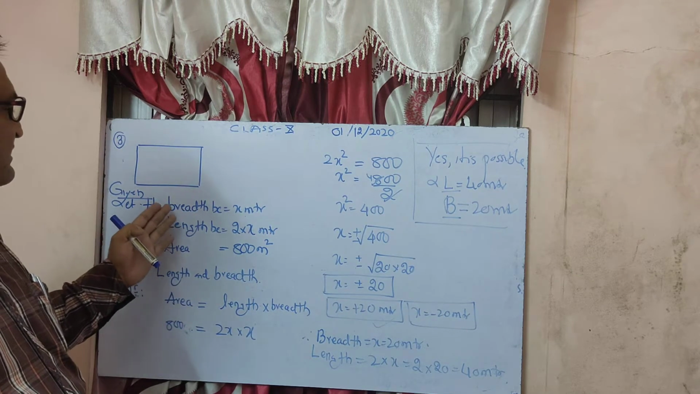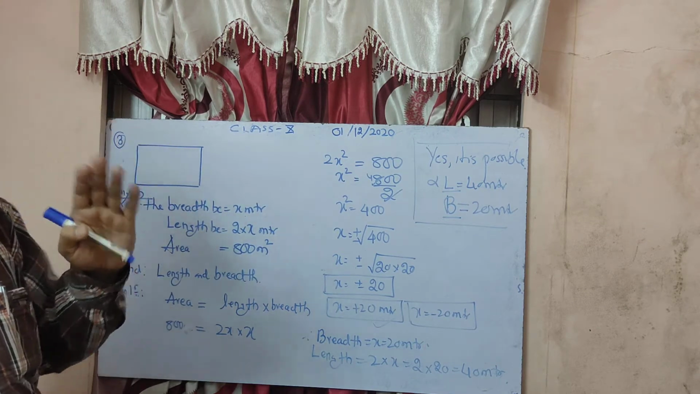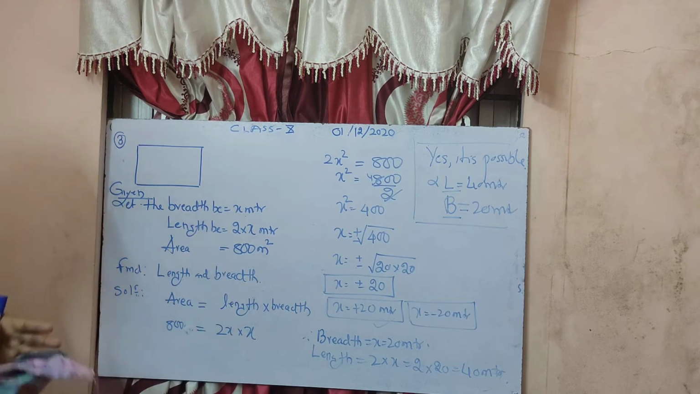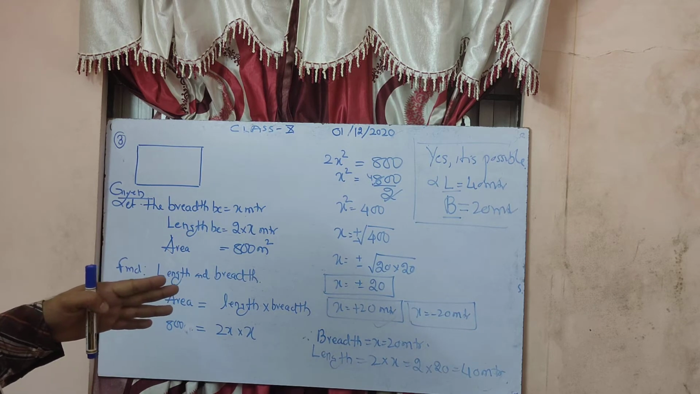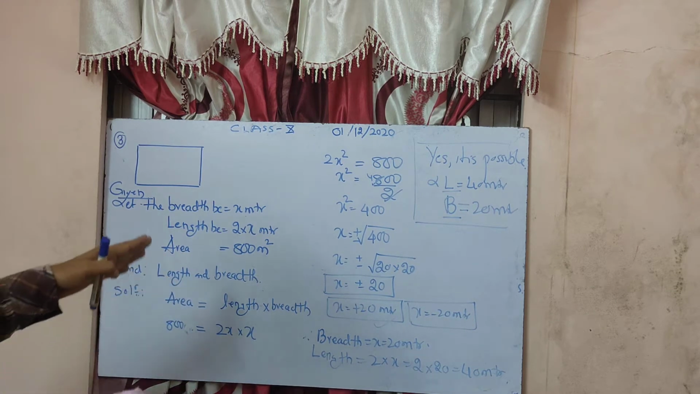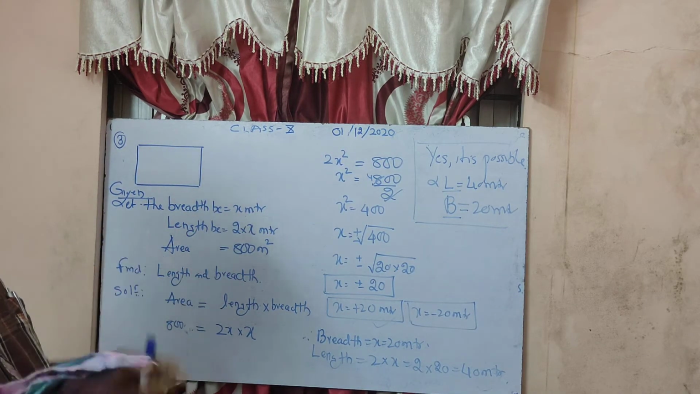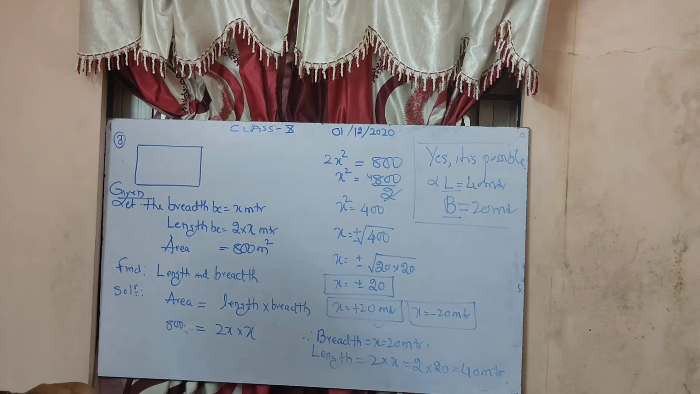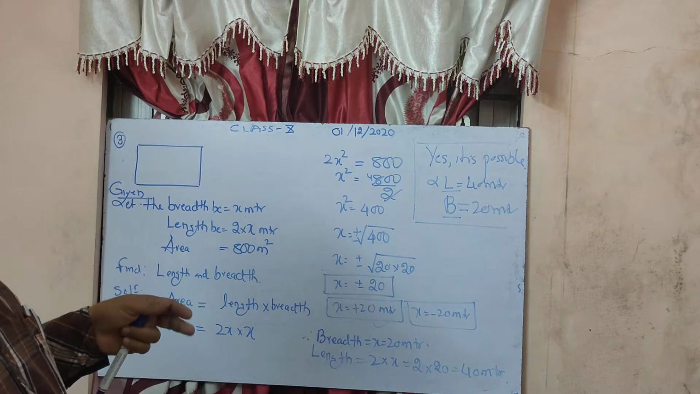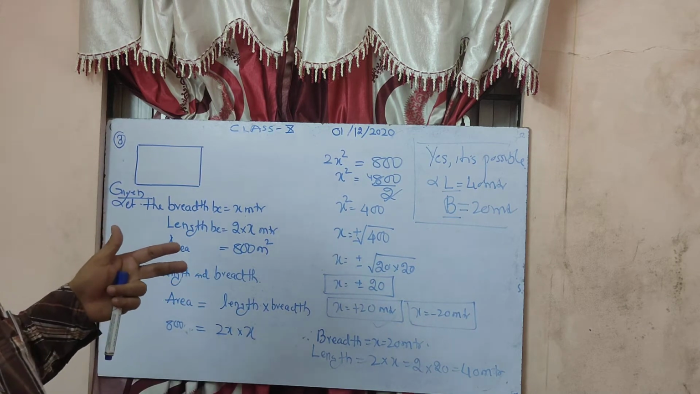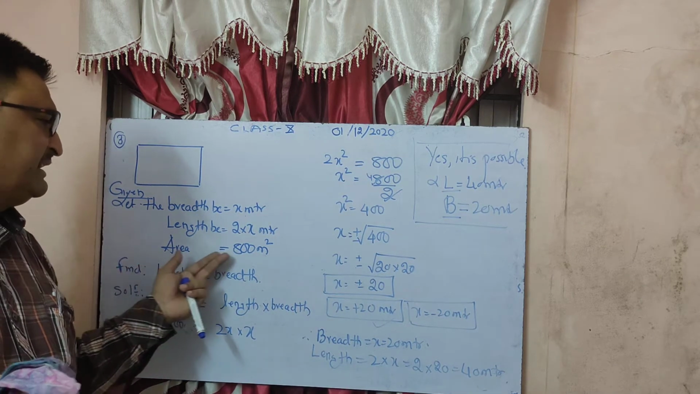Why are we taking the breadth as x? Because we don't know the length and breadth. But they have given something. What have they given? They told that the length is double the breadth. So we don't know even the length and breadth, so let us imagine the breadth is x meter and the length is 2 times that, whatever it may be. You can take x, y, z, m, n, o, p, anything you can take. And the area is already given as well.